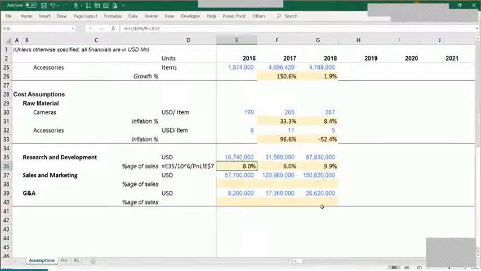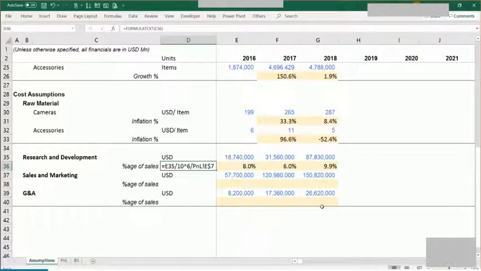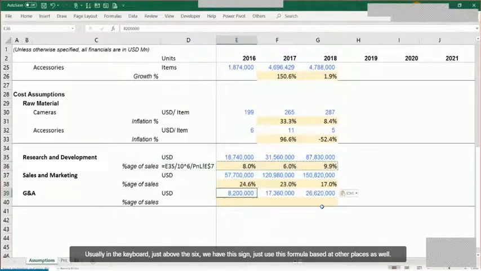And so how do you take the power 6? It's basically the caret sign, Vishakhi. It's above number 6. So you could use shift and 6, it will bring that caret sign. So usually in the keyboard, just above the 6, we have this caret sign, which is used. And this formula you could paste at other places as well.